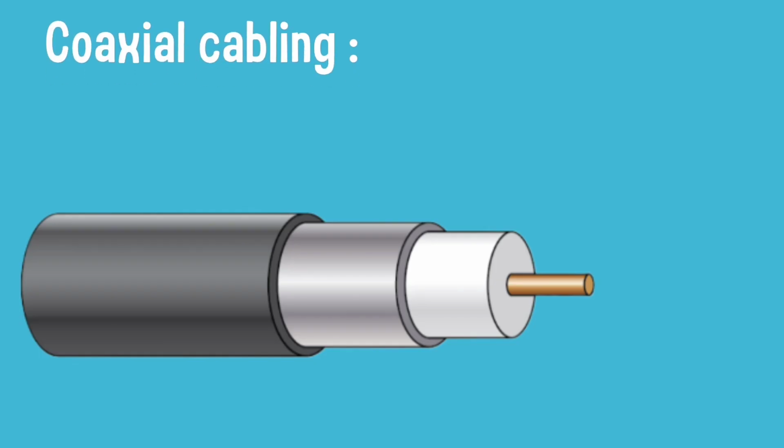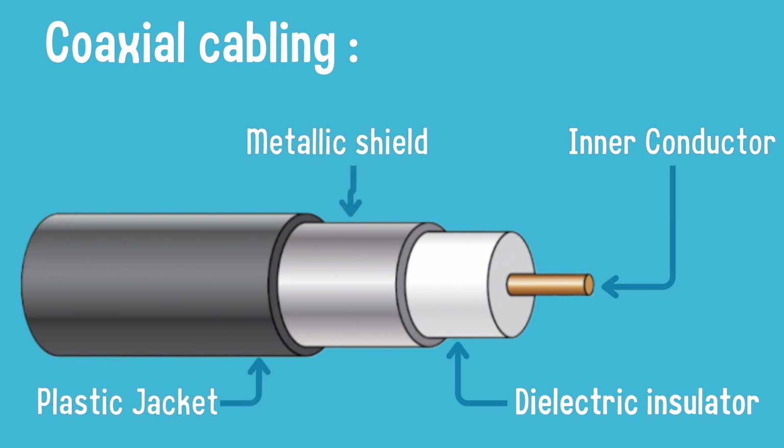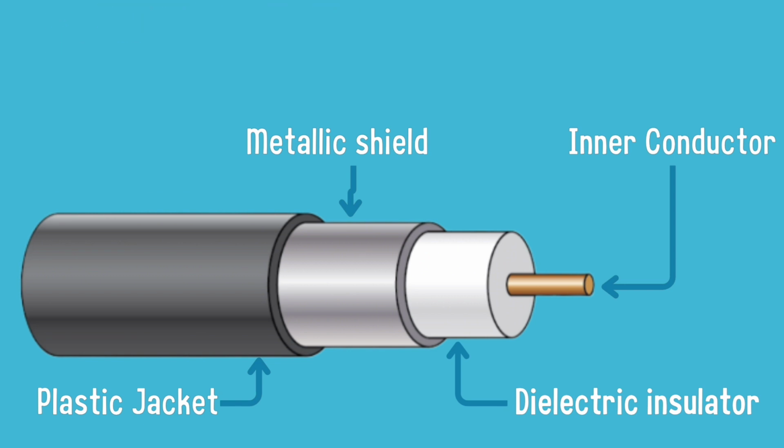Coaxial cabling. A coaxial cable has an inner conductor that runs down the middle of the cable. The conductor is surrounded by a layer of insulation, which is then surrounded by another conducting shield, which makes this type of cabling resistant to outside interference.